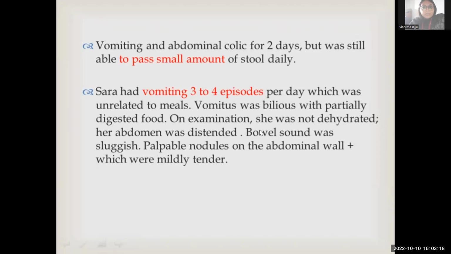Now, when the patient is having abdominal colic for 2 days and passing small amounts of stool daily, it can also be constipation secondary to the chemotherapy, which could possibly precipitate vomiting. So you can understand whether it is an obstruction by looking at the bilious nature of the vomiting and the partially digested food.